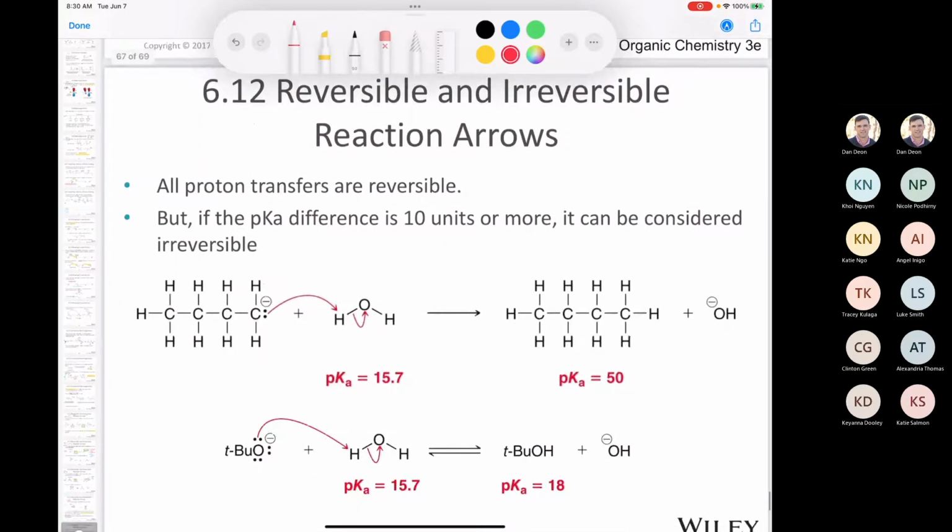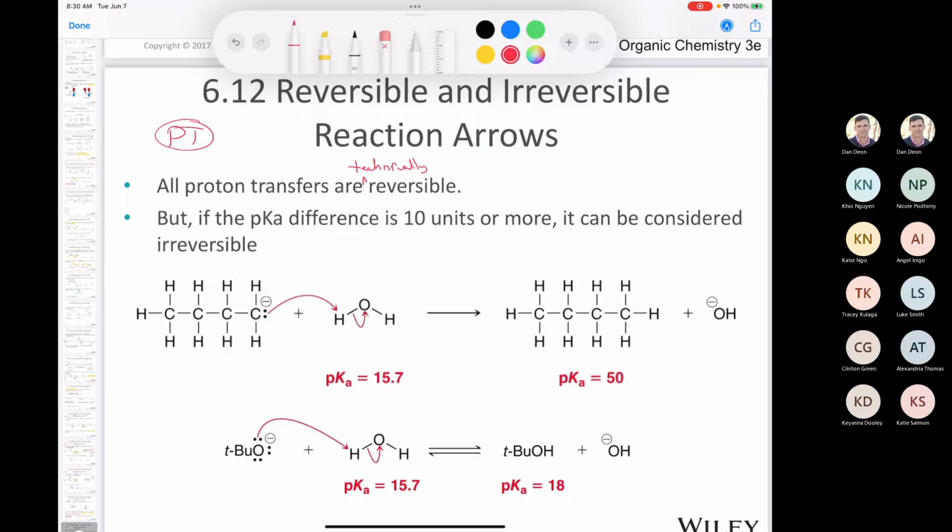And that brings us to the last one, which is the proton transfer. We have rearrangements too, but here we have the proton transfer. All proton transfers are technically reversible, but we're going to see many situations where a proton transfer is not reversible. It's irreversible. So here's the rule.